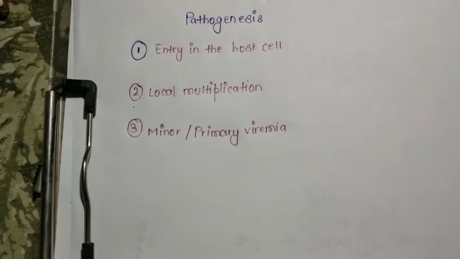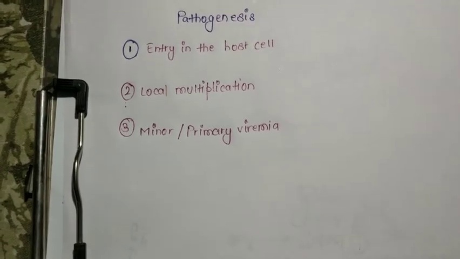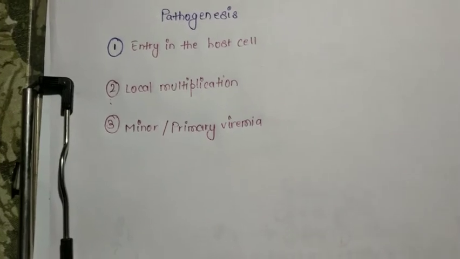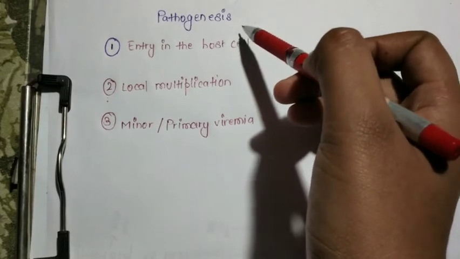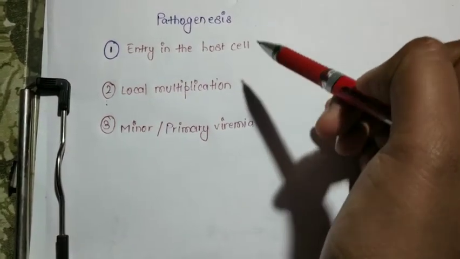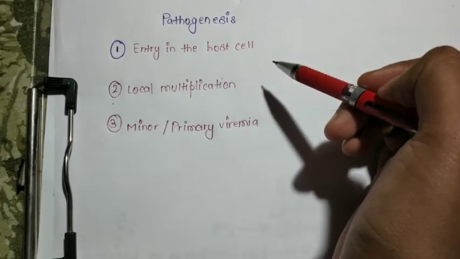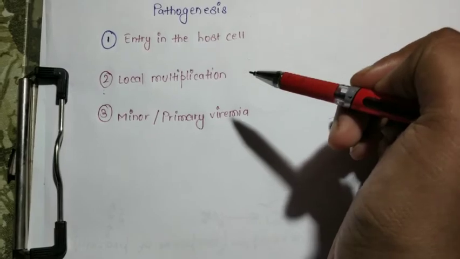Yesterday we completed the introductory part of polio disease, so today we are going to start with the pathogenesis of polio disease. Actually, the pathogenesis of polio disease consists of four different phases. First, the elementary phase, second, the lymphatic phase, third, the viremic phase, and the fourth, the neurological phase.